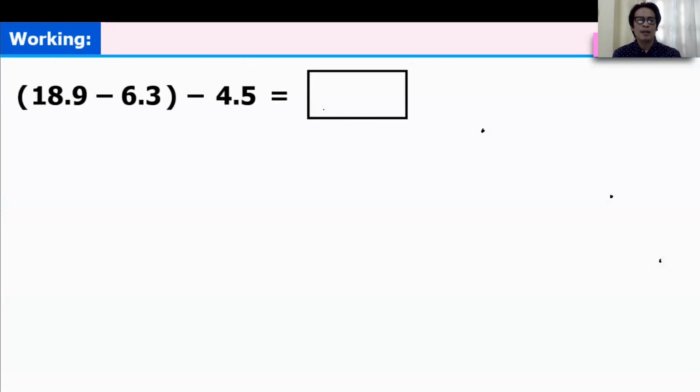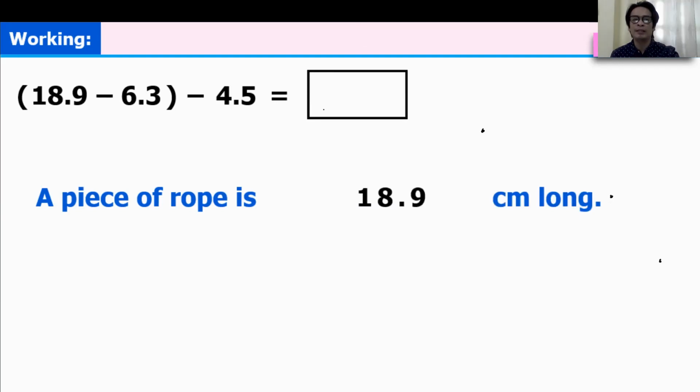The number sentence is 18.9 minus 6.3, and then open and close brackets, minus 4.5 equals blank. Okay, then let's do the describing part.